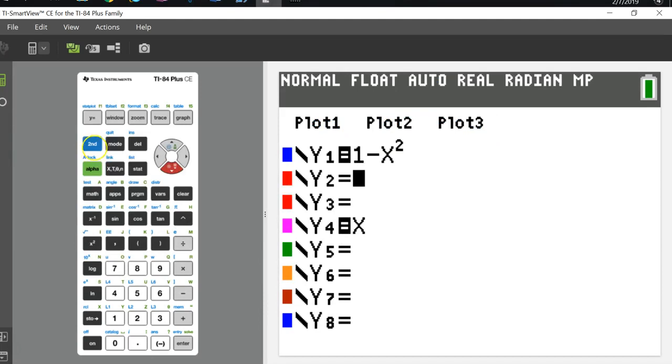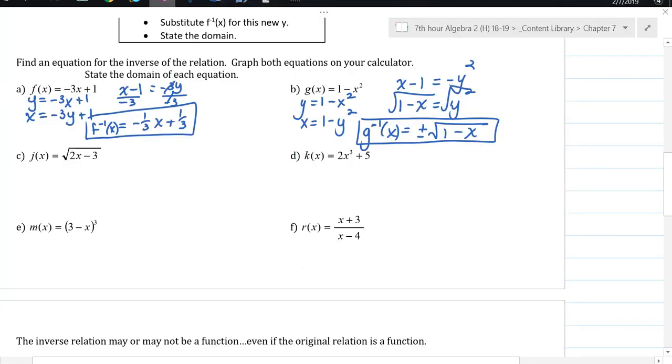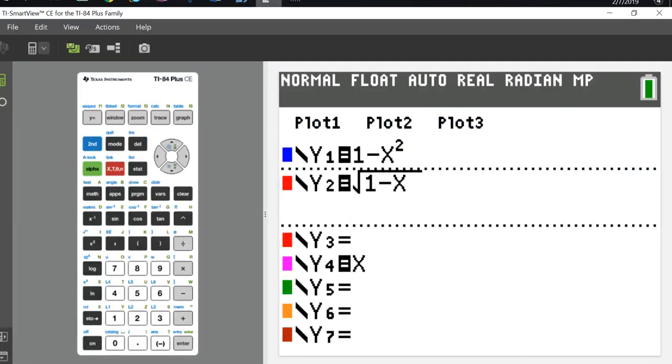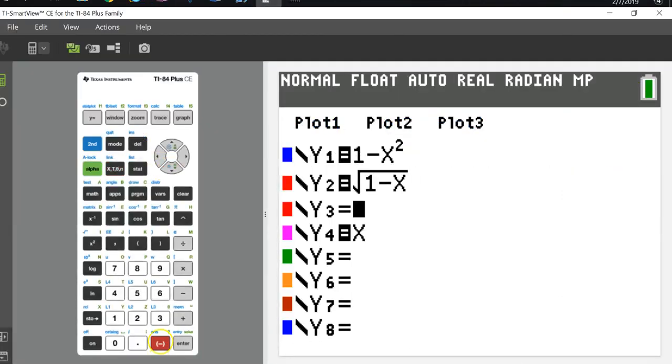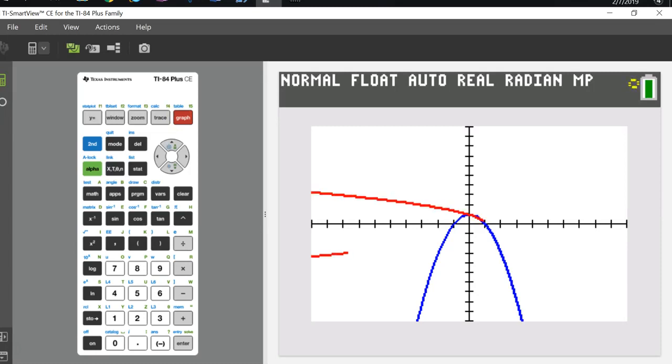So I'm going to do the square root of 1 minus x. Make sure that's right. Square root of 1 minus x. And then I'm going to go down to y3. And I put in negative square root of 1 minus x. Notice what I did was for y2 and y3, I changed the color to be the same because it's actually the same graph. So when I press graph, there's the original, there's the inverse, there's my line of reflection. So it's easy to see that when we reflect a parabola over the line y equals x, it turns it over on its side and becomes a sideways parabola.